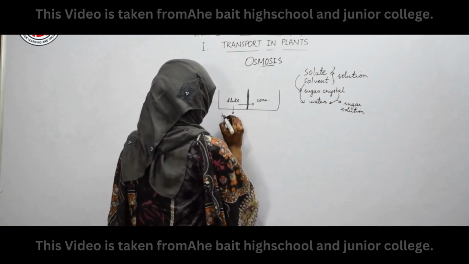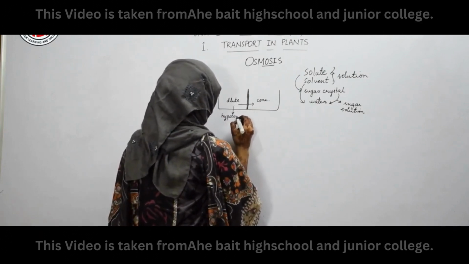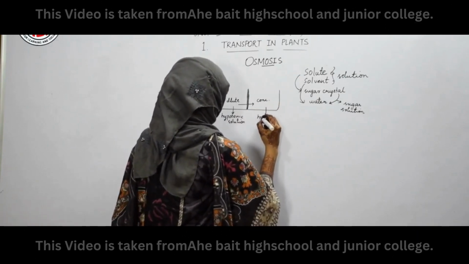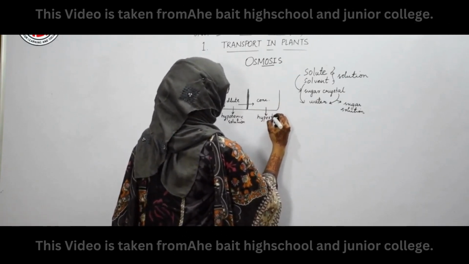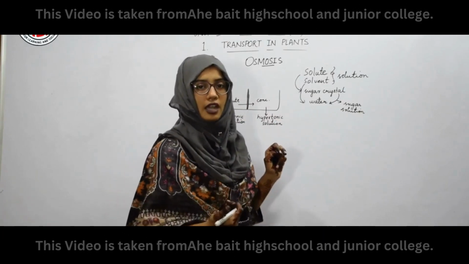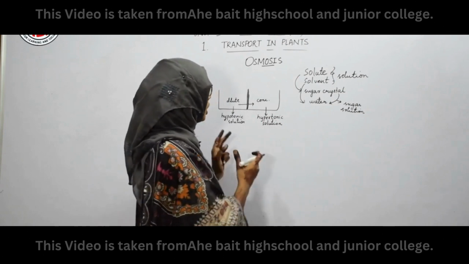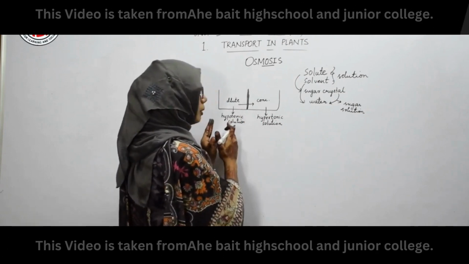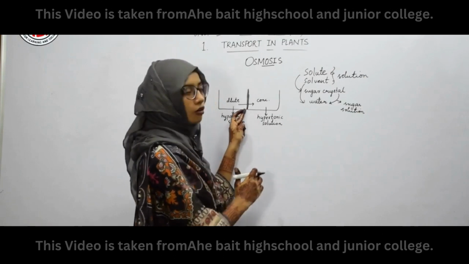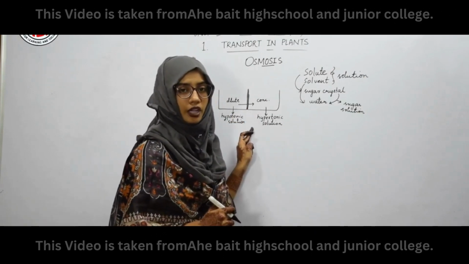Dilute solution is also referred to as hypotonic solution, and concentrated solution is also termed hypertonic solution. So, osmosis can also be defined as the movement of water molecules from hypotonic solution to hypertonic solution across a semi-permeable membrane.